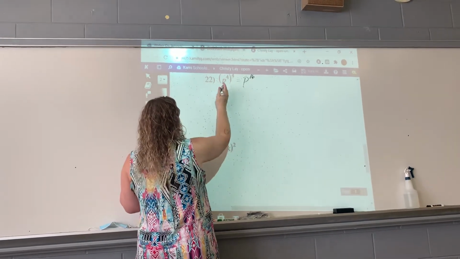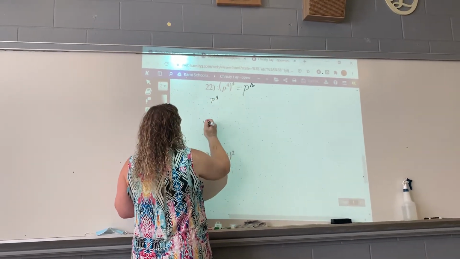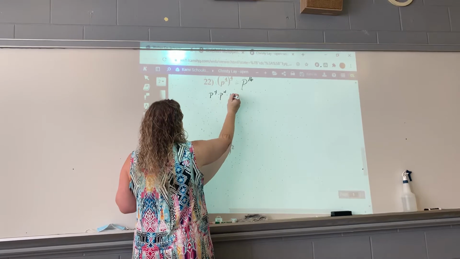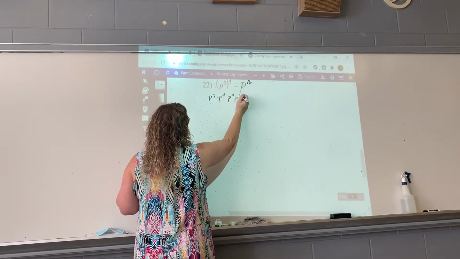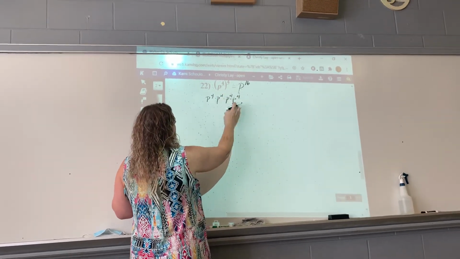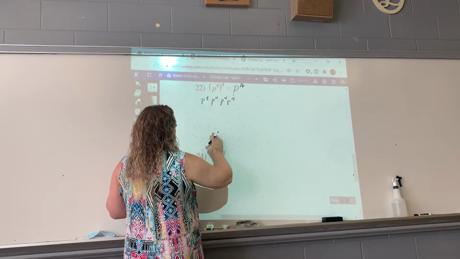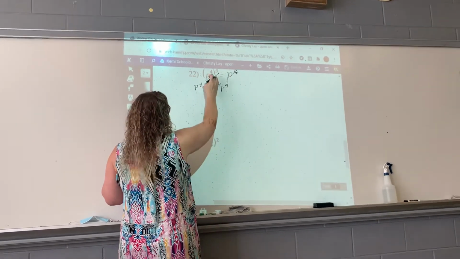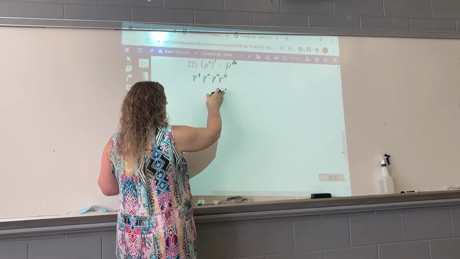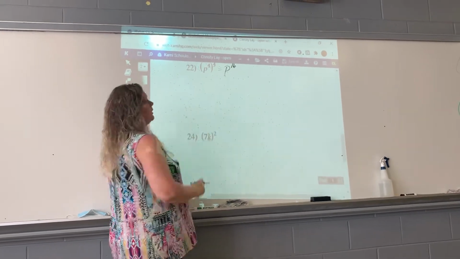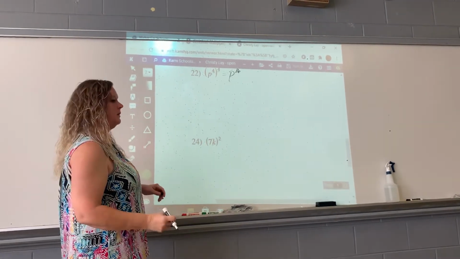Okay? You can think about it like this. P to the 4th, 4 times, would look like this if I wrote it all out. So 4 plus 4 is 8, plus 4 is 12, plus 4 is 16. But it's a lot shorter to know that the shortcut rule is that you multiply. Power to a power, you multiply your exponents.